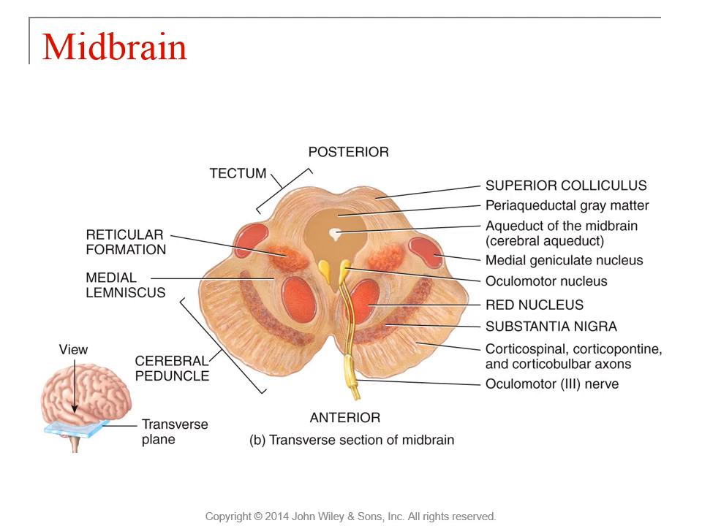You're going to find all of the motor tracts, the descending tracts in the cerebral peduncles, including the corticospinal, corticopontine, so those areas that are going to go from the cortex to the pons, and the corticobulbar axons.